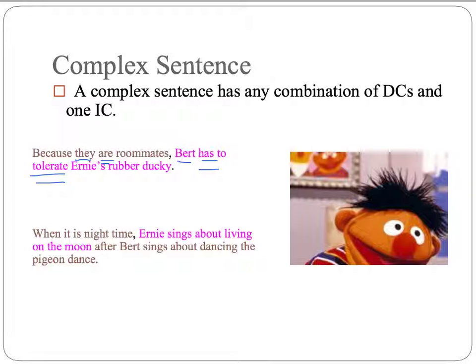Remember, I can add more than one dependent clause to my sentence and still have a complex sentence. When it is nighttime, Ernie sings about living on the moon after Bert sings about dancing in the pigeon dance. This sentence has two dependent clauses, but because it still only has one independent clause, it is a complex sentence.